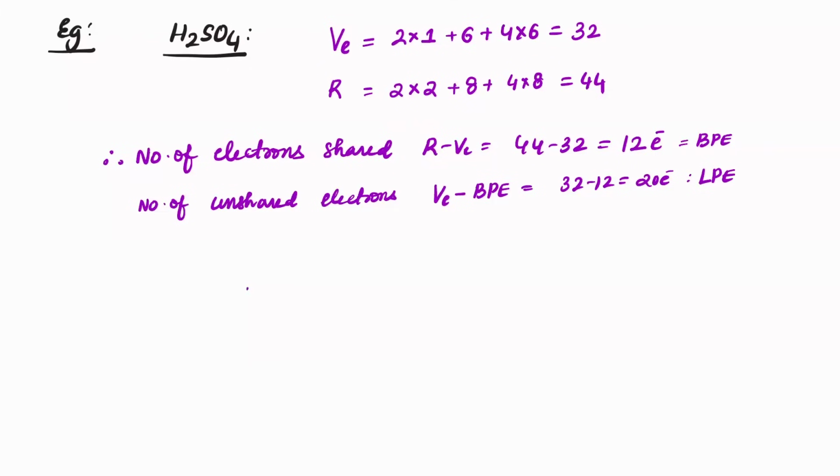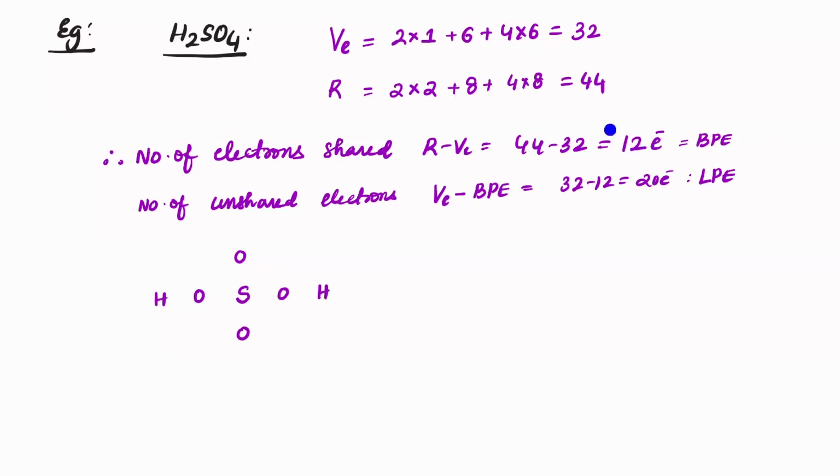So check out, first I'll write the sulfur at the center, and then 4 oxygens uniformly distributed, and then 2 hydrogens at the end. You might say, sir, why hydrogens at the end? Because hydrogens can only make a duplet form. They will always be at the terminal side, at the end side. They cannot be in the middle.